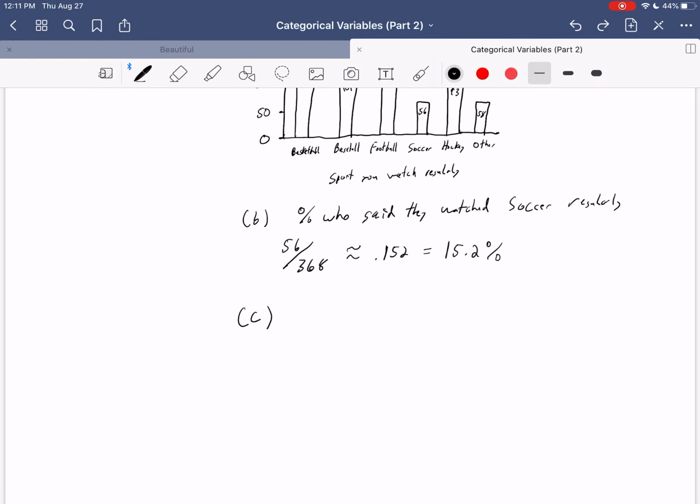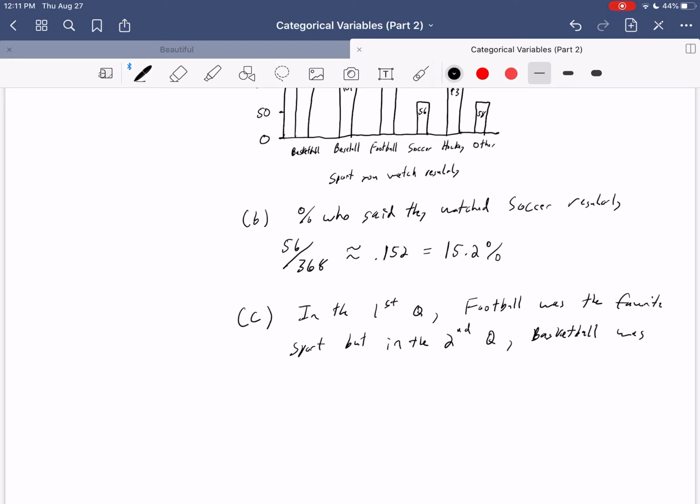So what we would say is, in the first question, football was the favorite sport, but in the second question, basketball was the more popular sport.